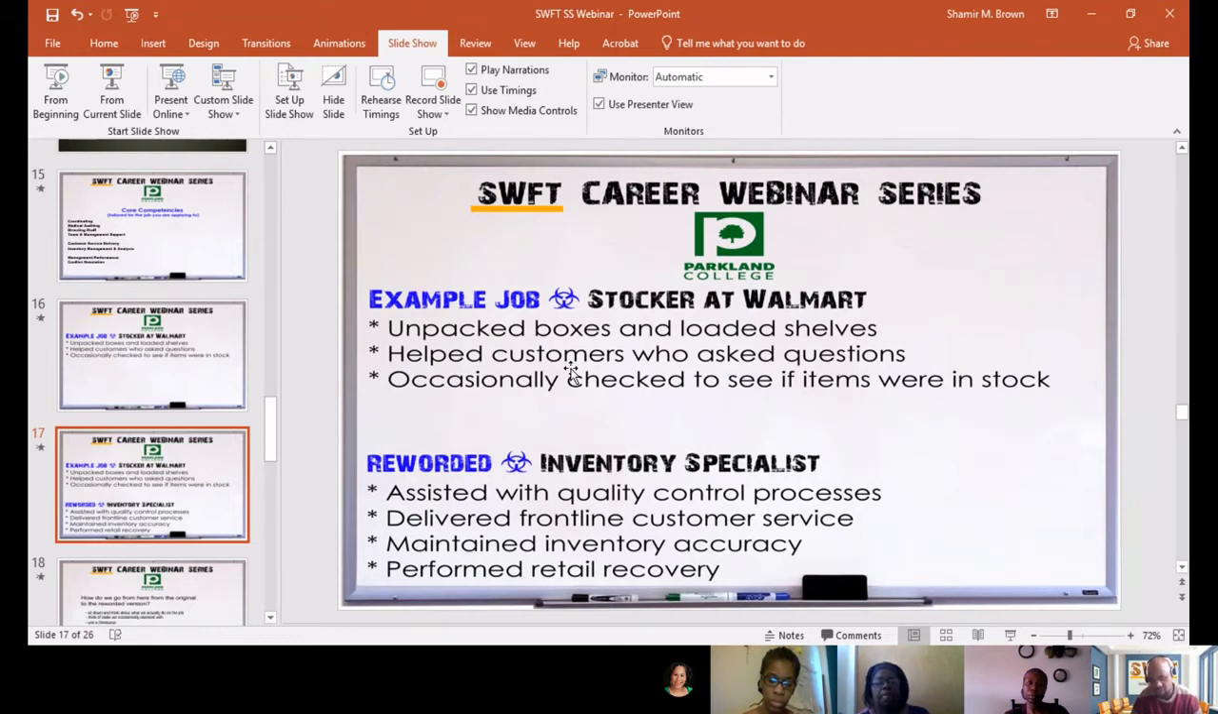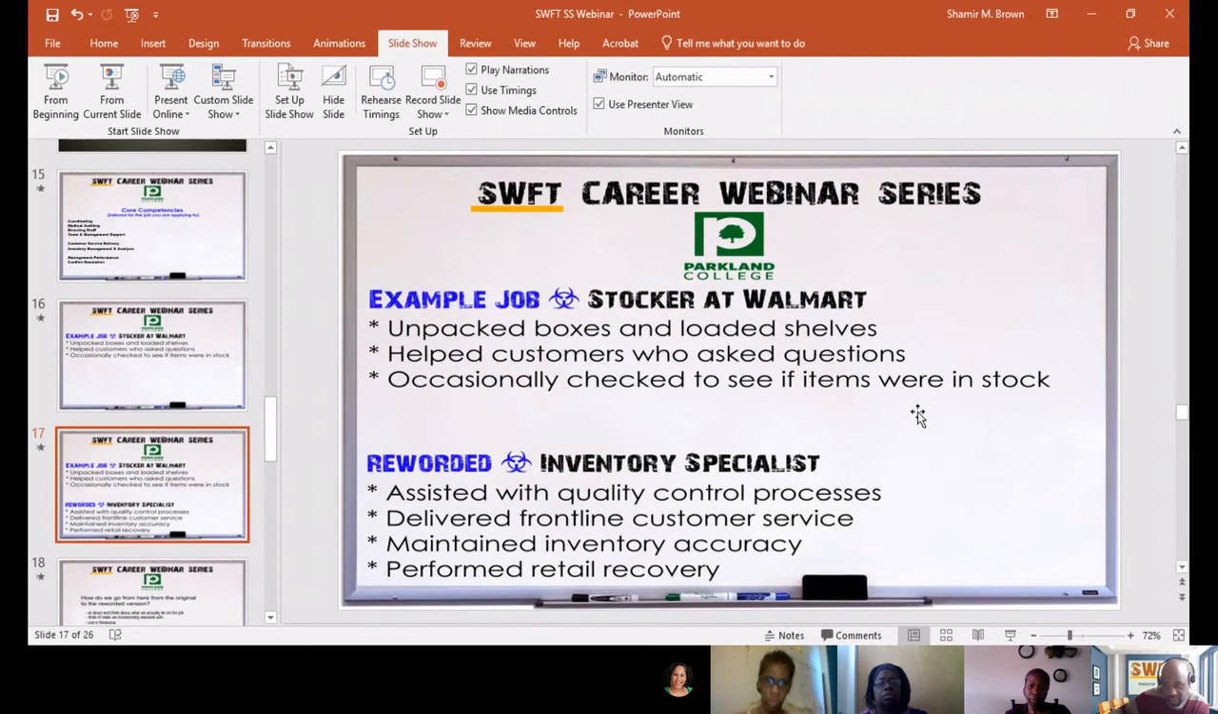More of your back-end customer service would be dealing with suppliers and things of that nature, which the people who work overnight may not necessarily do. So we don't want to be lying about what we say we've done, but we certainly want to make sure we can highlight what we have done. So delivering frontline customer service would be an excellent way that this very same person could say they help customers who ask questions.